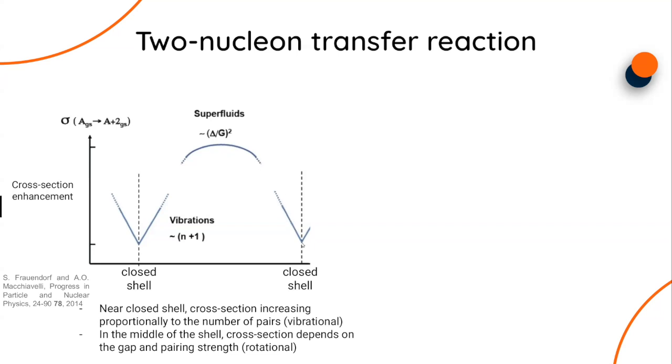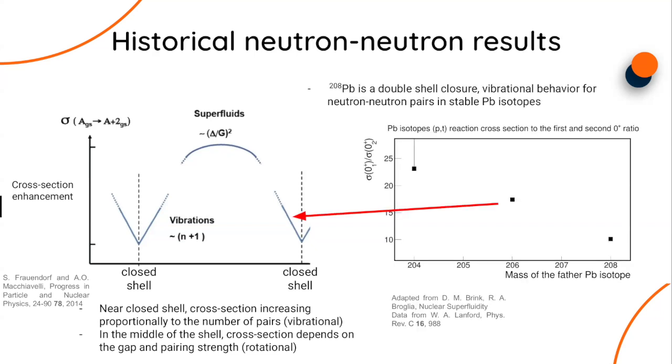And so the idea is that we want to study that for proton-neutron pairs, but we already have examples of this kind of experiments that have been done for neutron-neutron pairs. So here I'm showing some examples of what has been done in the past for neutron-neutron pairs. A good example is lead-208, because lead-208 is a double shell closure, and some other lead isotopes are stable. And so the idea is to transfer neutron-neutron pairs. So we go from lead-208 to lead-206, lead-206 to lead-204, etc.